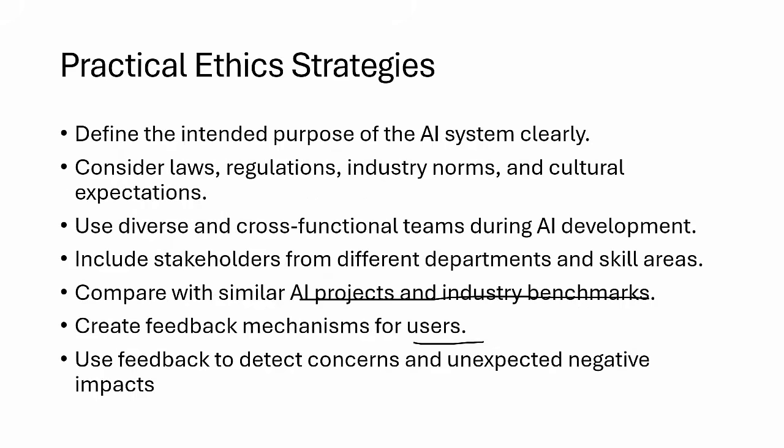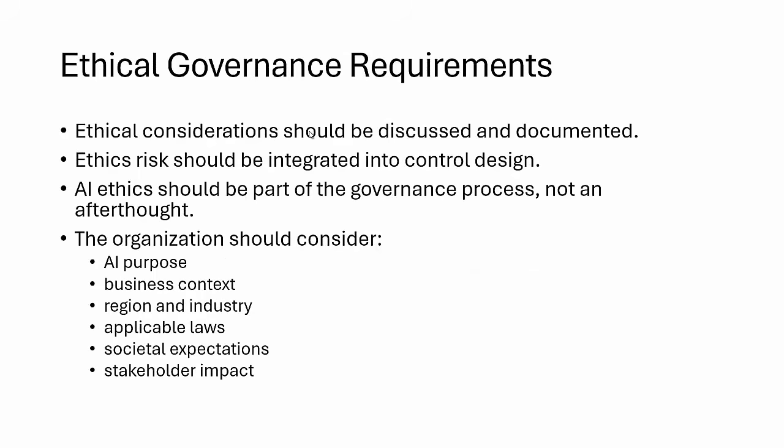Define the purpose of AI, which is very important. Consider the laws and regulations we have to comply with. Use diverse and cross-functional teams so we get the viewpoint of everyone in the committee when you're building an AI. So AI should not be built from a one-dimensional perspective. Include stakeholders, compare the AI policies, create feedback, which is very important for the benchmark. So the requirement is that ethical considerations should be discussed and documented. Risks need to be addressed. Organizations should consider AI purpose and business context, which includes the risk, region, and industry, because AI will work differently in different countries.